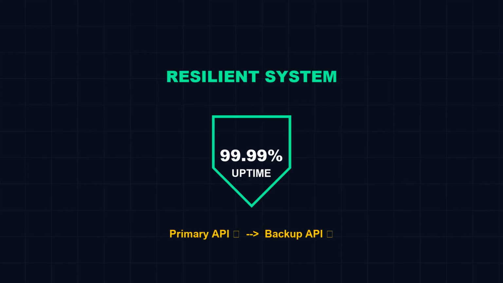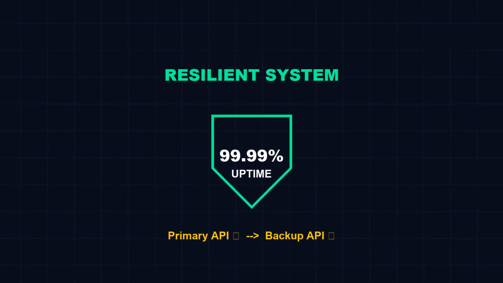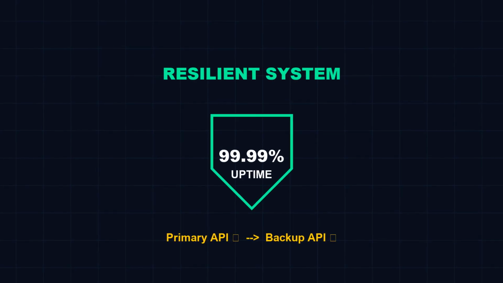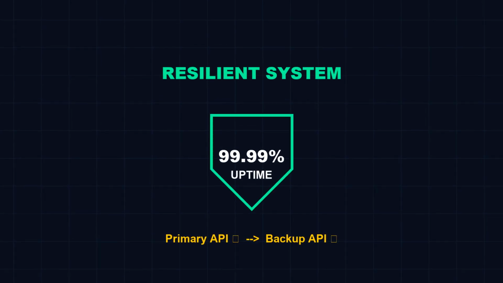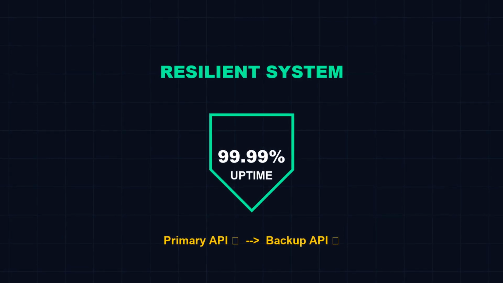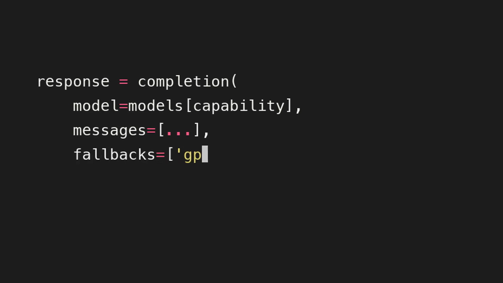But we're not done. This is where we leave the junior engineers behind. In production, APIs fail. Rate limits get hit. Cables get cut. If GPT-4 times out, your user shouldn't see an error page. We add a fallbacks list. Look at the code. We tell LiteLLM, try the primary model first. If it fails, automatically retry with GPT 3.5 Turbo, then Claude 2 Haiku.